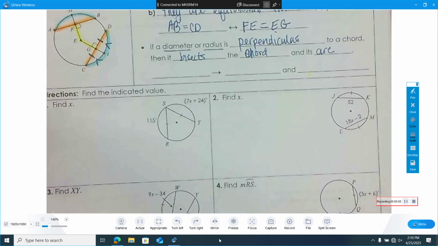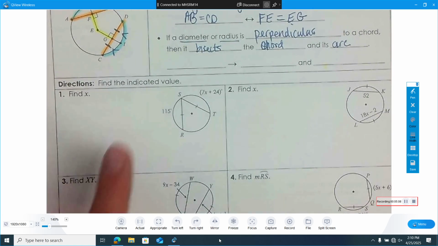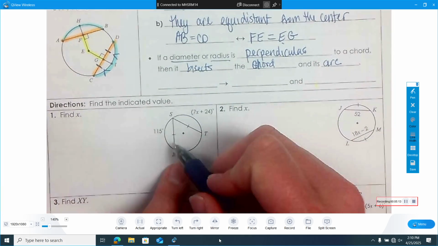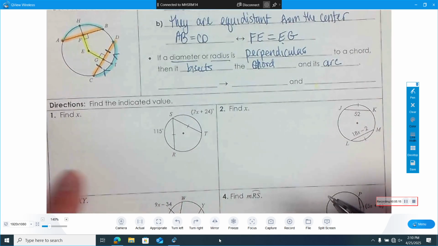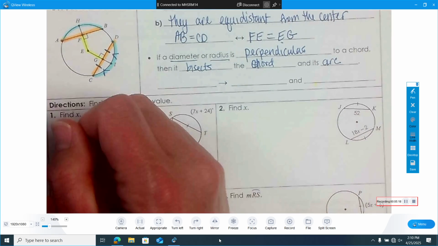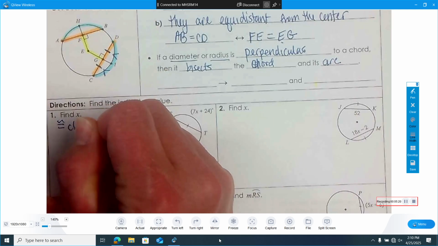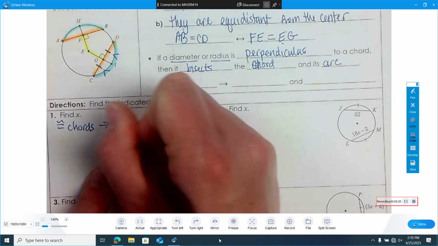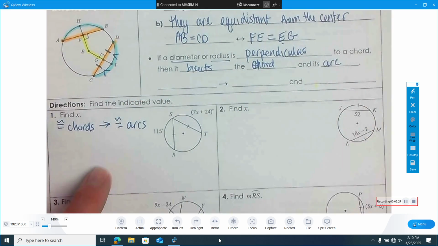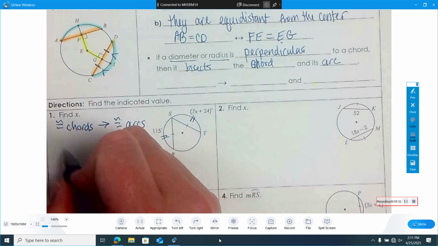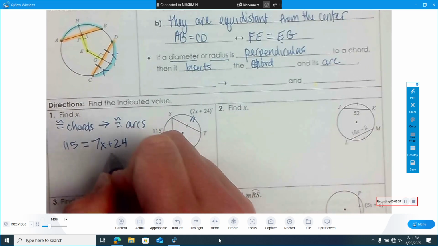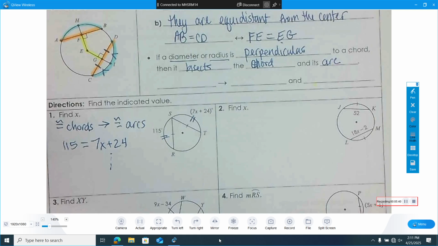So let's run through really fast, setting up a couple here. On number 1, what's marked congruent? Two chords, so I have congruent chords. And if I have congruent chords, what does that mean? Congruent arcs, yes. So what's our equation? They're equal to each other. So 115 equals 7x plus 24. And I know you know how to solve for x, okay?